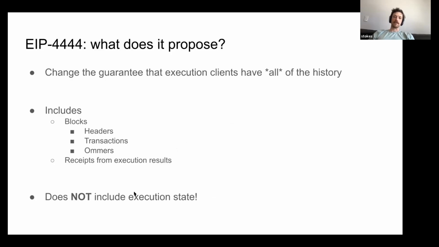And yeah, so the first question is what is 4444? What does it propose? The key thing it wants to do is change the guarantee that we have today, that if you run an execution client on the network, it has all of the history of the entire chain for all time. This means I could go back to, I don't know, the 10th block and say, give me a transaction in that block. And that's great in terms of making the Ethereum node responsible for that service, right? But as we'll see, it really doesn't scale.